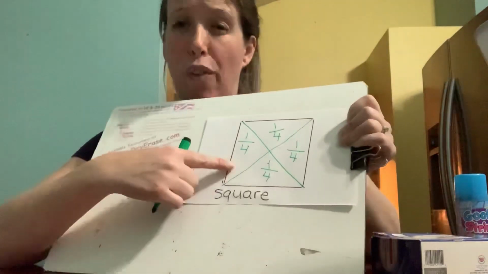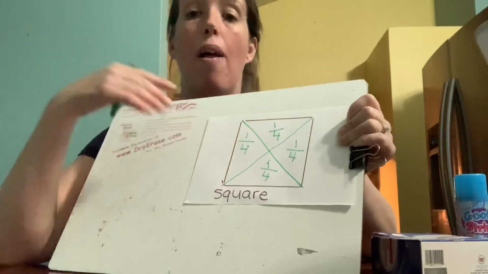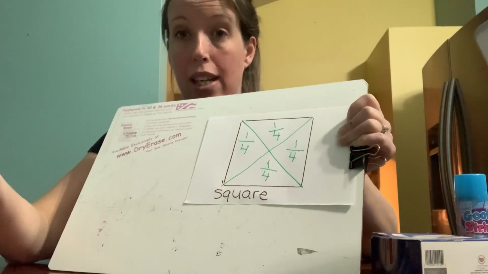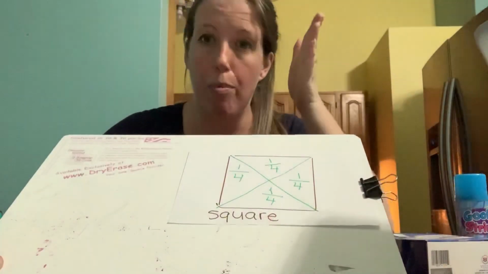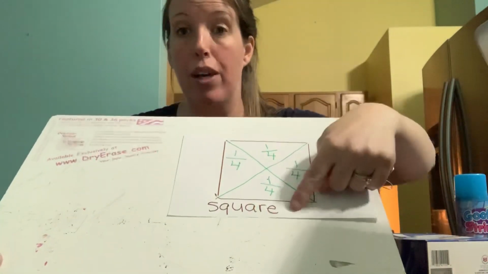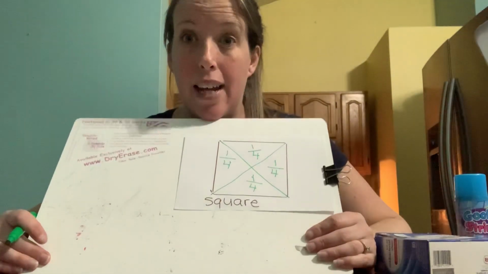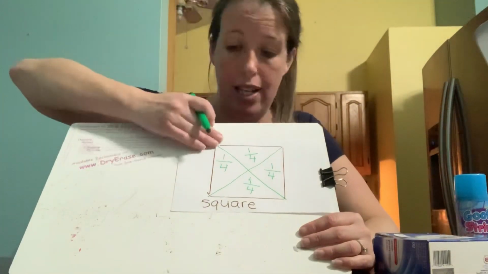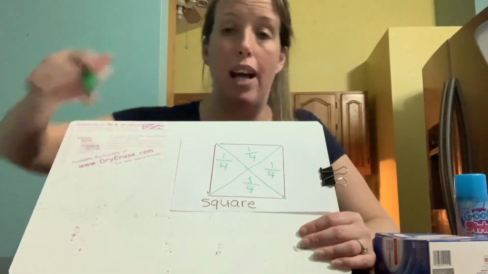And like I said, this fraction part is just an extension. You don't have to label these fractions, but if you want to try and practice and give it a shot, go for it. But for today, we're really just focusing on the partitioning of our shape and the naming of our shape. So this is a square, and I'm also going to say that it's a polygon because it has straight lines, it's closed, and the lines don't cross.